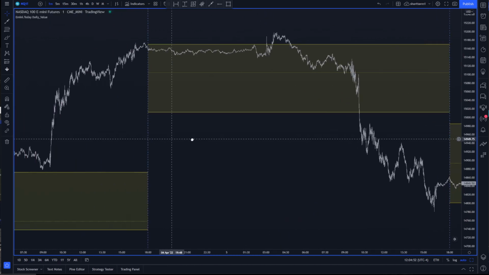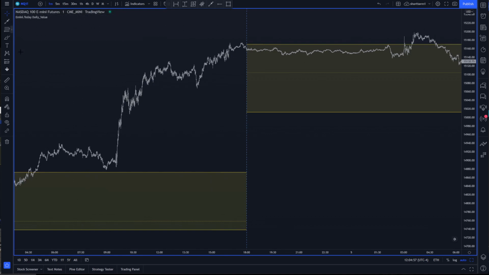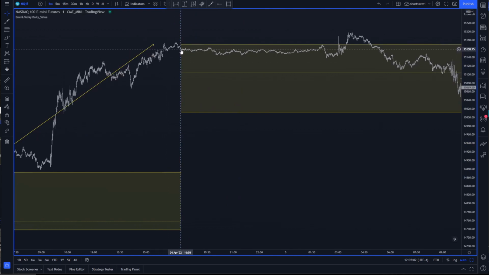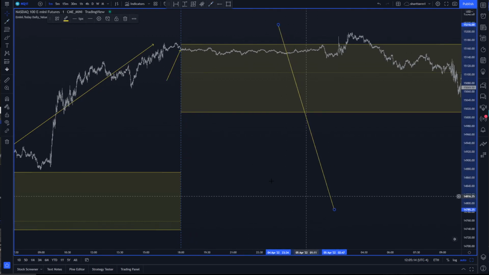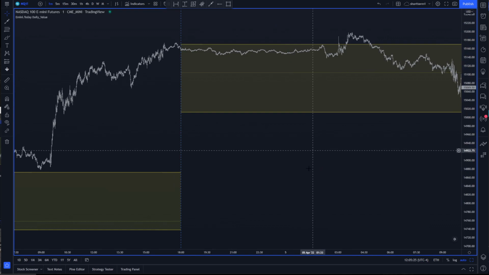All right, this is also the opposite example. We had an up day, and we close inside of this value area. So I'm looking to go short. This is just a general indication for me of the direction I want to take in this setup.